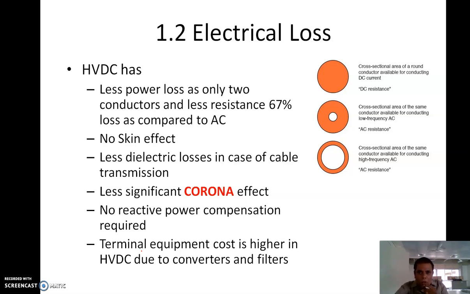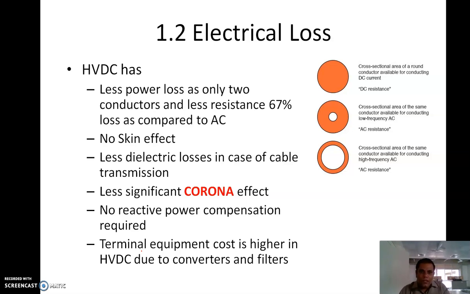Electrical loss. Now HVDC has less power loss, as there are only two conductors and less resistance, 67% loss as compared to AC. Why? Because there is no skin effect. Because there are only two conductors, the I square R loss will anyway be less, okay, and the loss is 67% of that of AC. So if there is a 100 watt loss in an AC system, here you will have 67 watt loss. So there is a good saving that you get here.